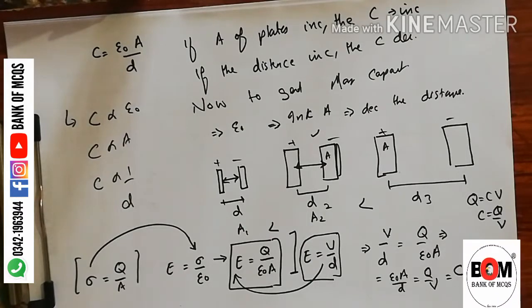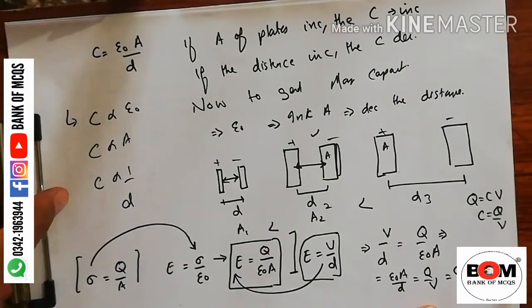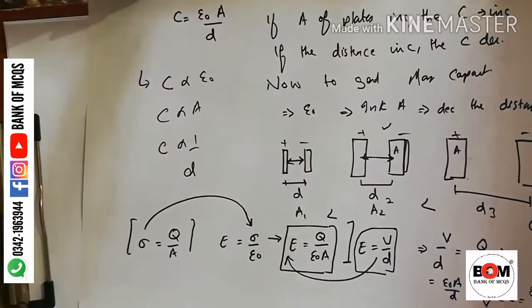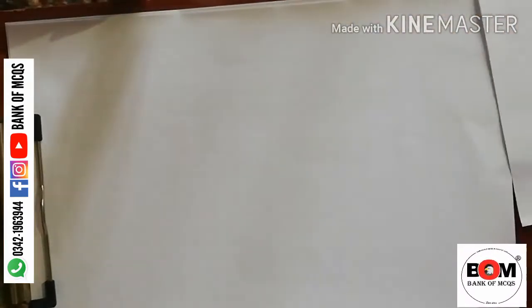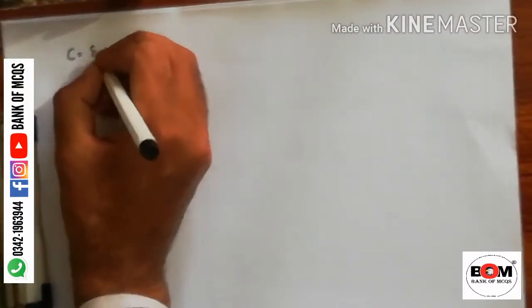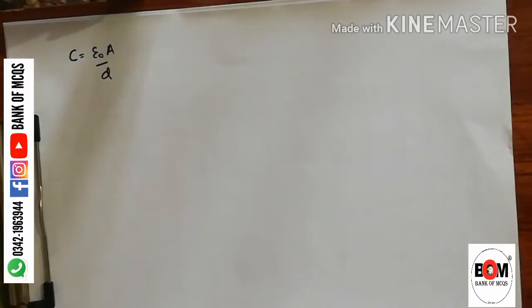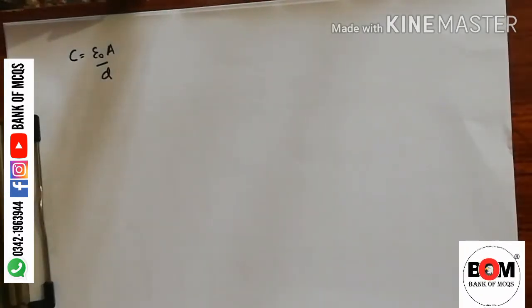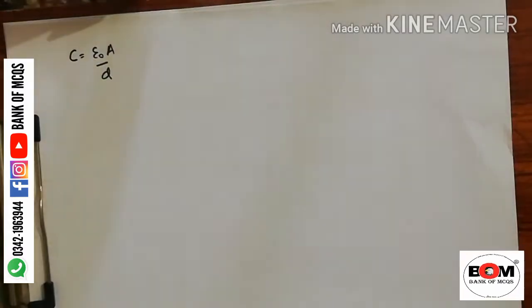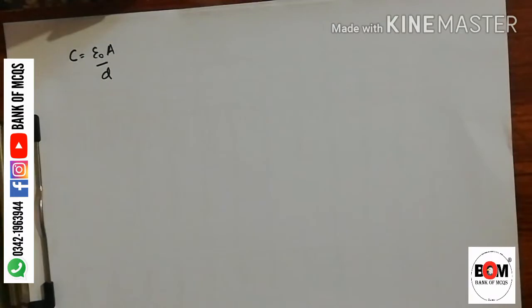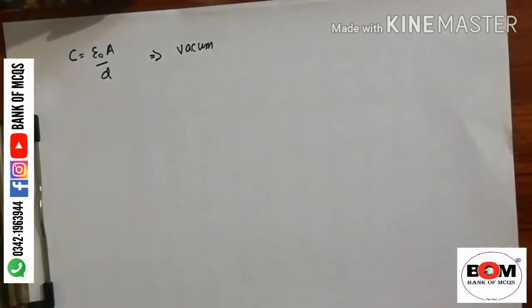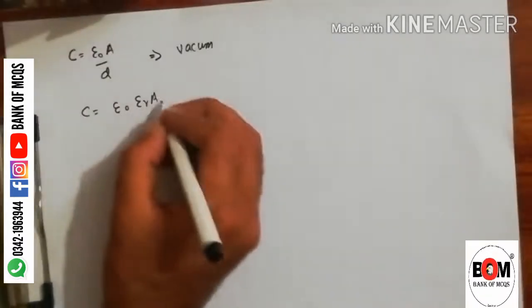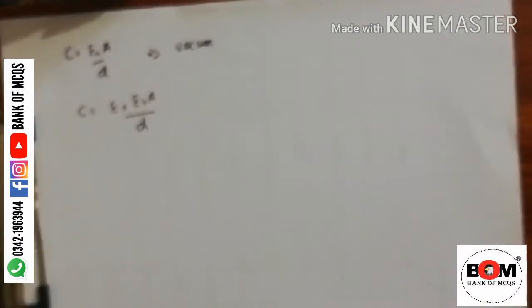This E naught is the permittivity of free space. The equation we get is C is equal to E naught A by D. Now in the case of parallel plate capacitors filled with a dielectric, this equation is for vacuum. When we put some dielectric substance in, the equation becomes E naught ER into A by D. We multiply by ER, which is the relative permittivity.